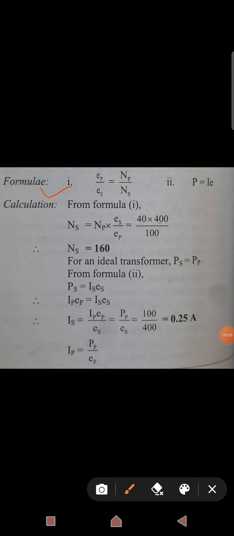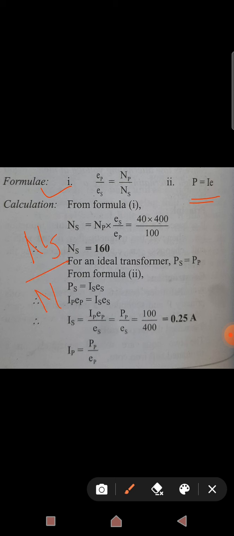Here we have to use the formula Ep upon Es is equal to Np upon Ns, and in order to calculate the power, I multiply by E. So for the input power, Ep into Ip, for output power, Is into Es. If someone has any difficulty regarding the formula, then he can write the formula in this way also.